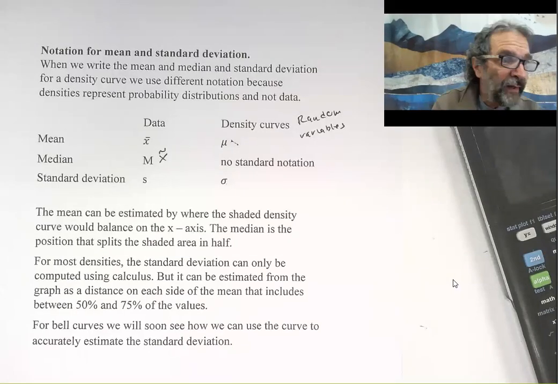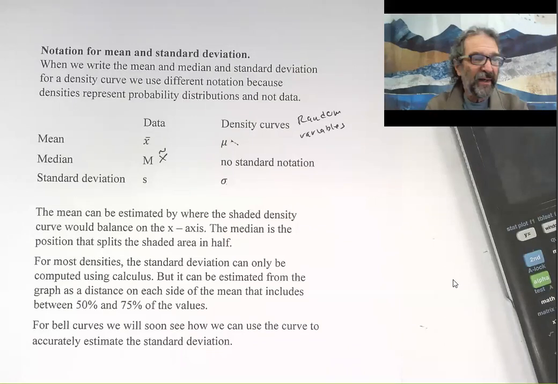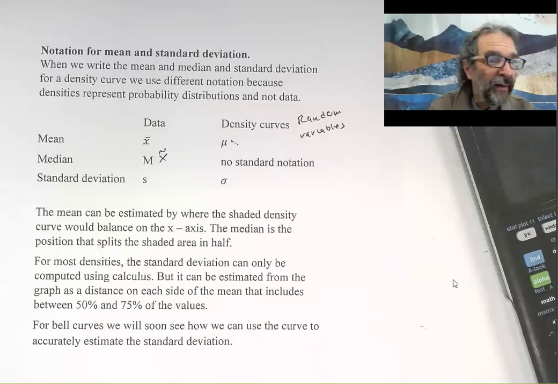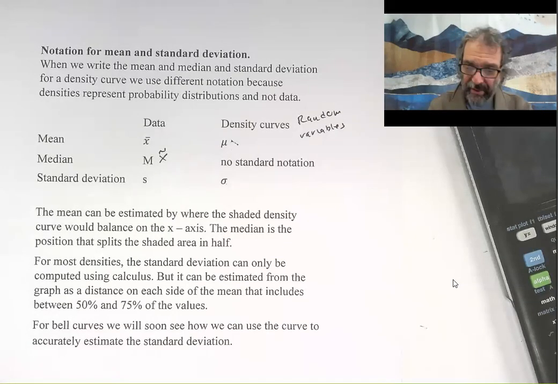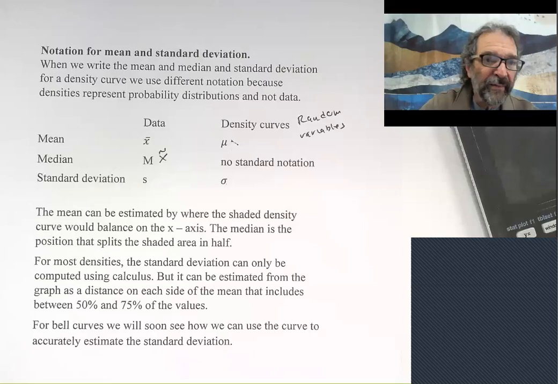All right. And then for most densities, the standard deviation can only be computed using calculus. We keep saying calculus all the time. It's not that fancy, but it's needed. But you can estimate the standard deviation from the graph as the distance on each side of the mean that you have to go to include between 50 and 75% of the values. Usually the standard deviation is about that distance. And then bell curves have a more distinct way of helping us guess the standard deviation, which we'll talk about in a minute. So that's coming up, and I'm going to close this particular session off, because Zoom won't let you make long videos.